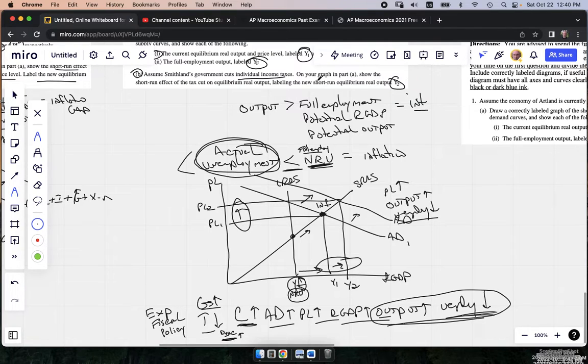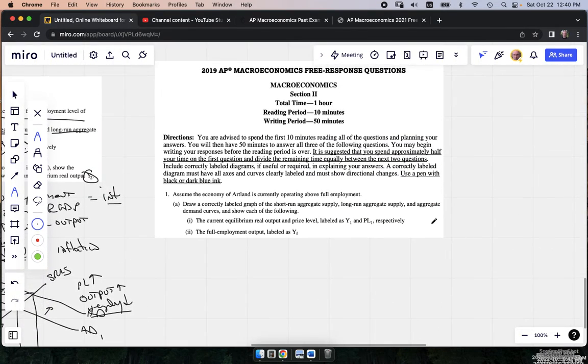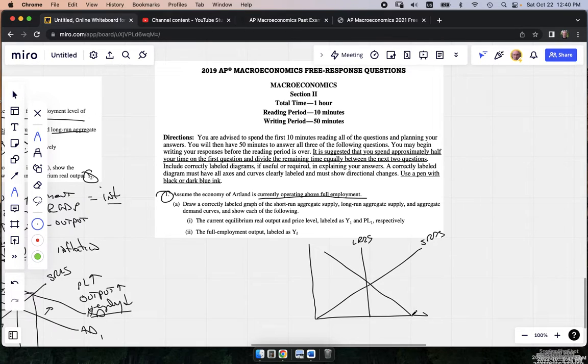Did they ask us to explain it? No. So we didn't really have to do any of this. All we had to do was show it. No big deal. All right, let's do the last inflationary one here. Again, we're operating above full employment. For that one, I will show what we know as equilibrium. We're going to start there, even though we don't really need to.